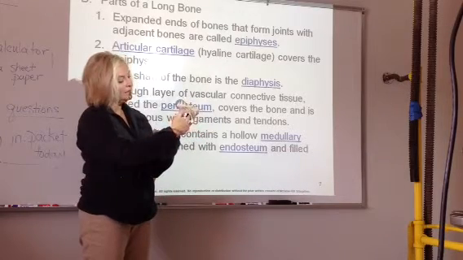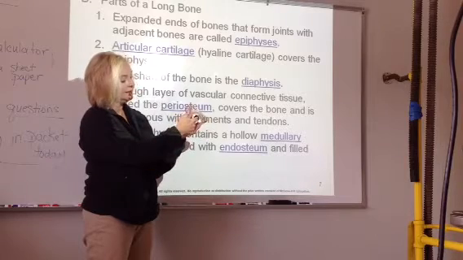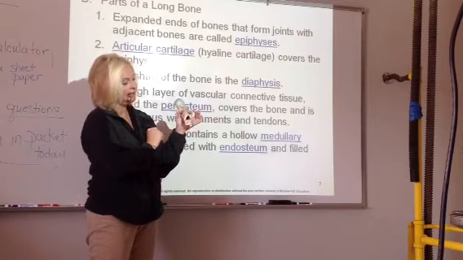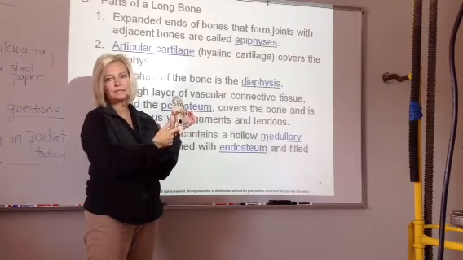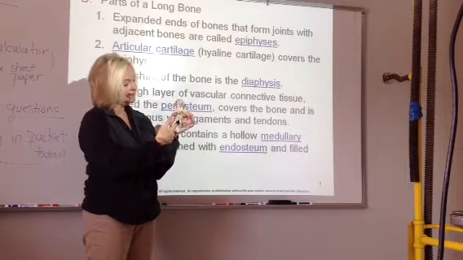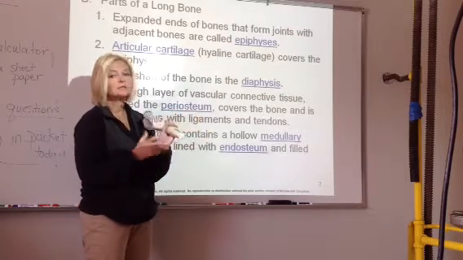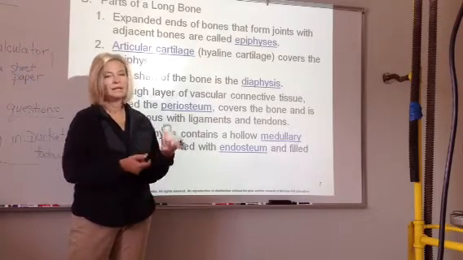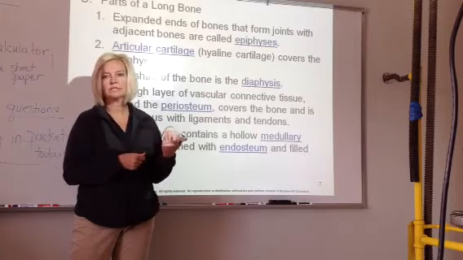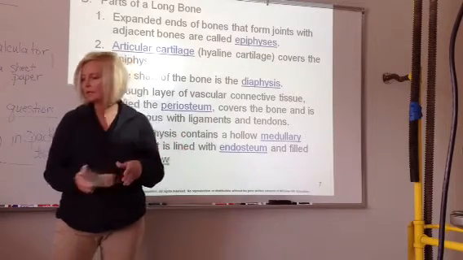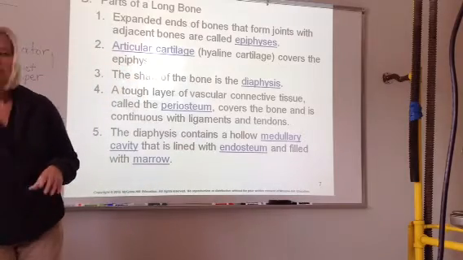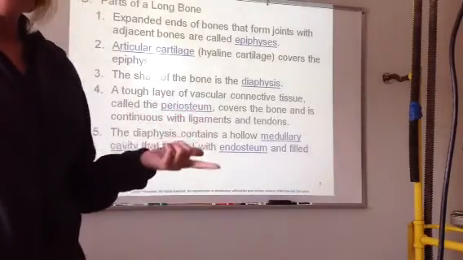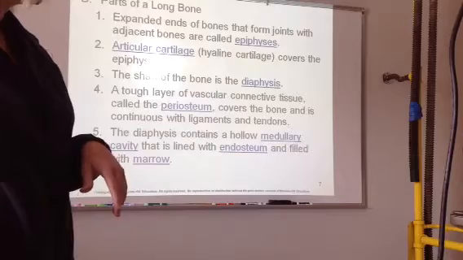So the hollow cavity is the medullary cavity, and that is lined with another lining on the inside that would be the endosteum. Endo means inside, it's the lining on the inside. And if this were a living bone, it would be filled with marrow, and mostly yellow marrow that would fill the center of that bone. So epiphyseal ends, diaphysis is the shaft or the long part, periosteum outside lining, endosteum inside lining.